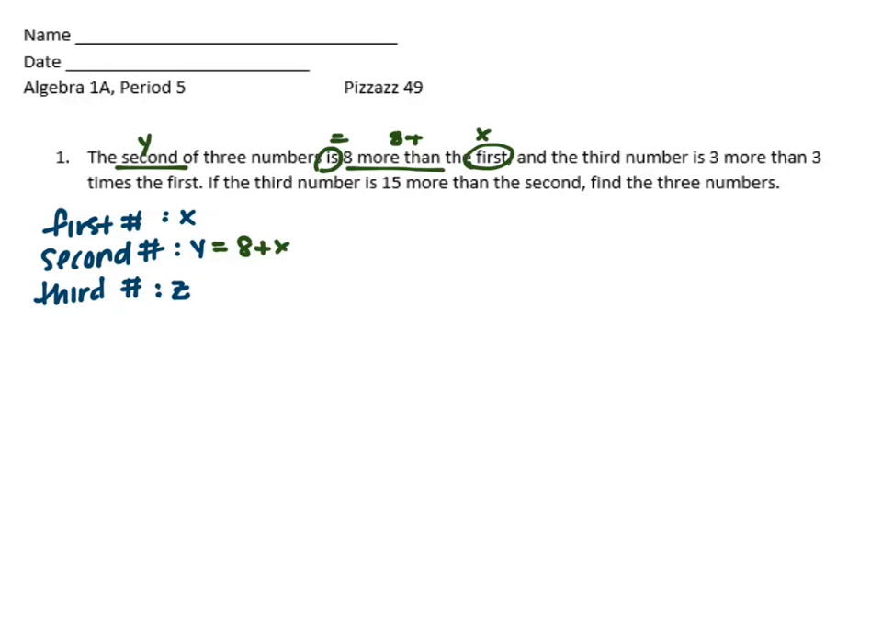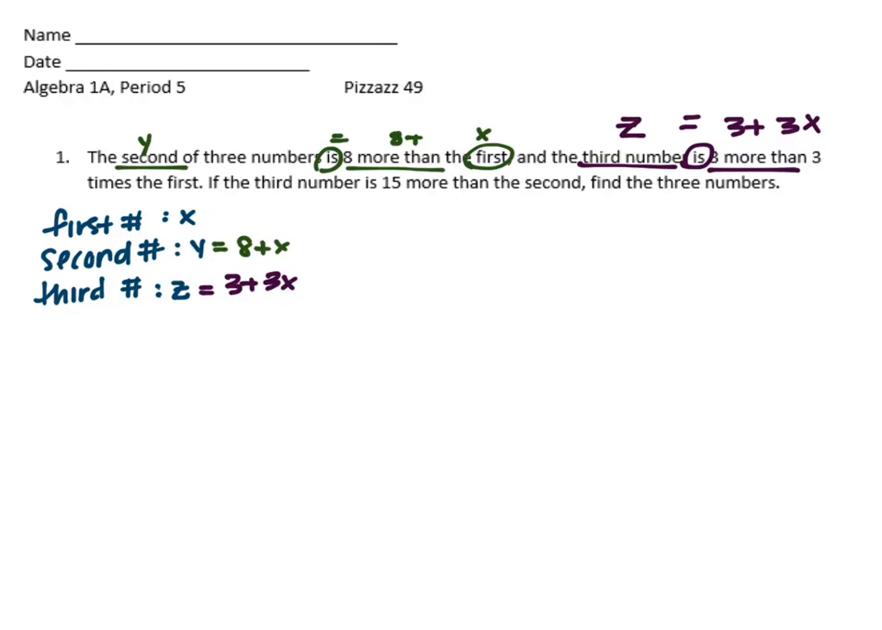Still in the first sentence, I can write another equation. It says, and the third number is 3 more than 3 times the first. The third number is z, and "is" means equals. 3 more than is 3 plus, and 3 times the first, well, the first is x, so I can write 3 plus 3x. So z is equal to 3 plus 3x.